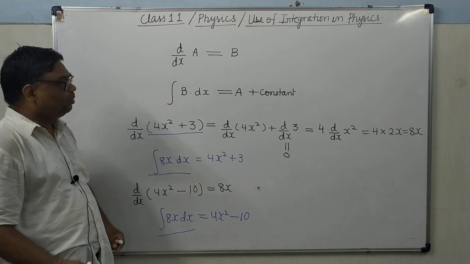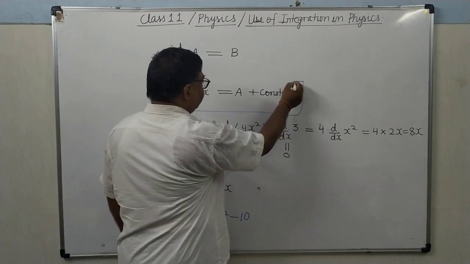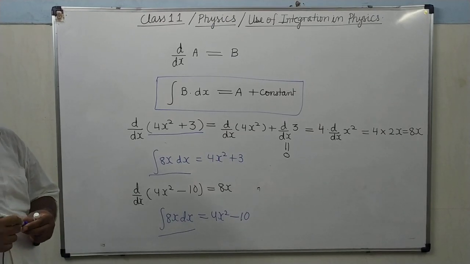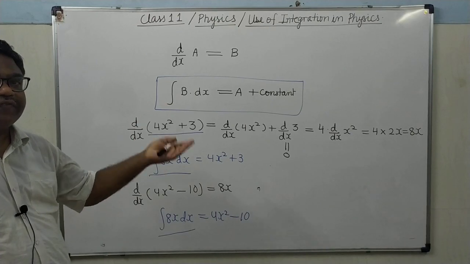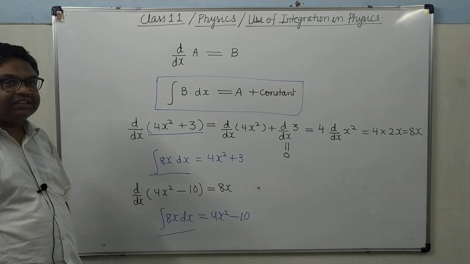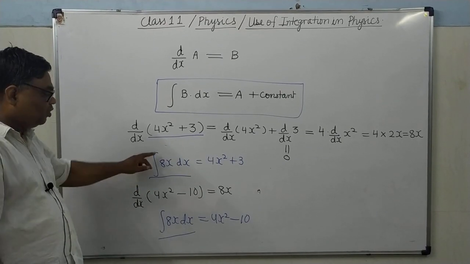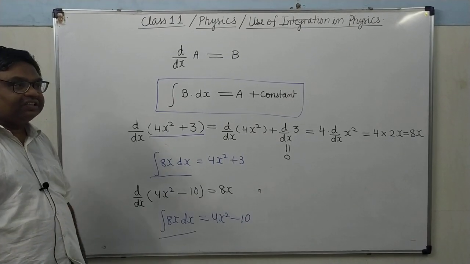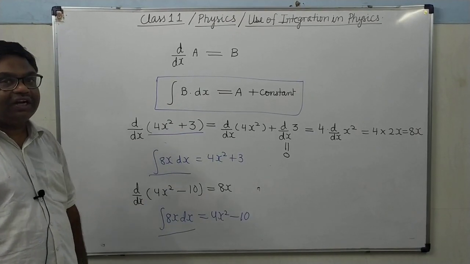When some conditions are given, then by using those conditions we will be able to find the constant. It's clear. On changing the conditions every time, what will happen? You will get different constants. For example, here when you integrate 8x dx, one time it is 4x square plus 3. When you integrate once again, on applying the other condition, it comes out 4x square minus 10. Means it is differing in the constant value.